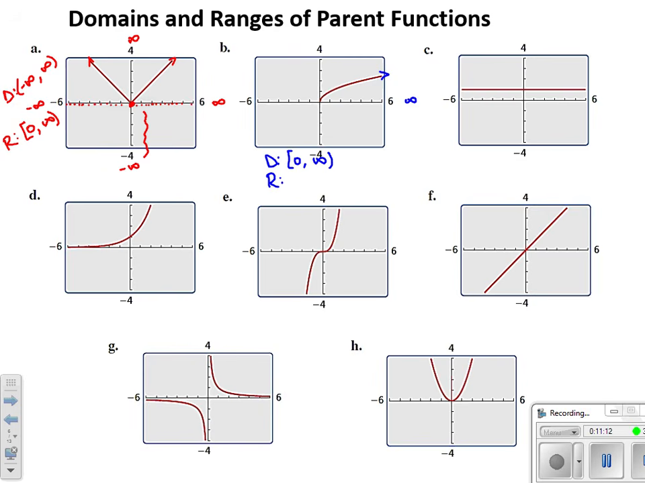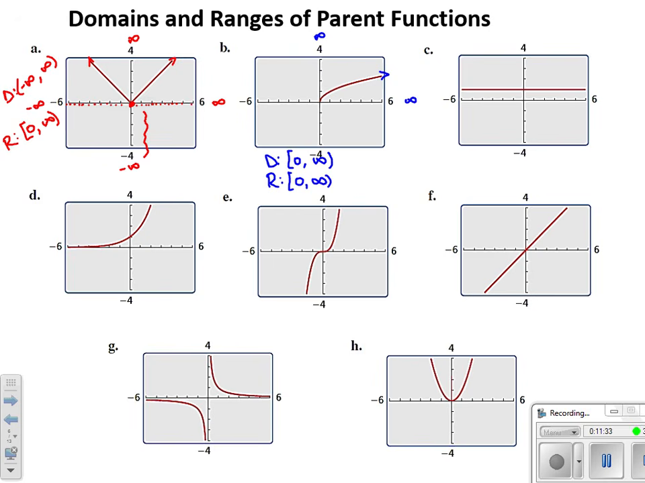For my range, same thing. I do not see that graph height-wise as I'm scanning from bottom to top until I get to a height of 0, and I will continue to see it all the way up to positive infinity. Even though it doesn't look like that, the graph is going to continue to rise infinitely, albeit very, very slowly.